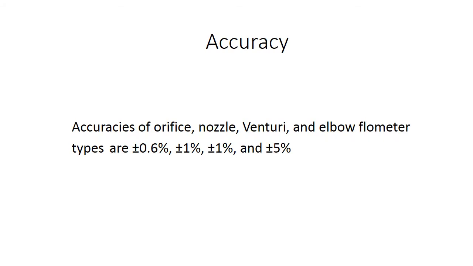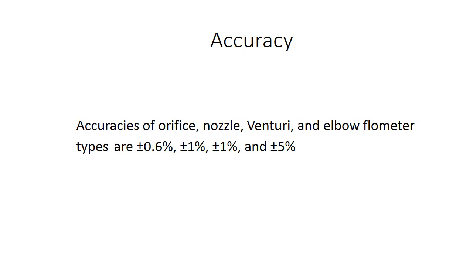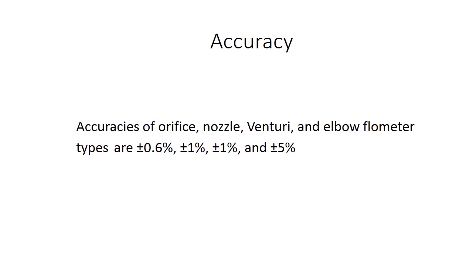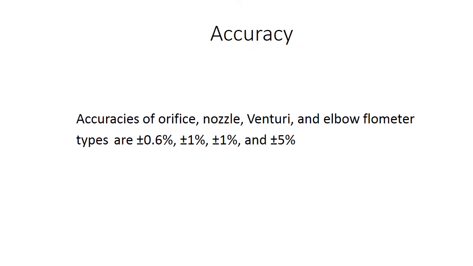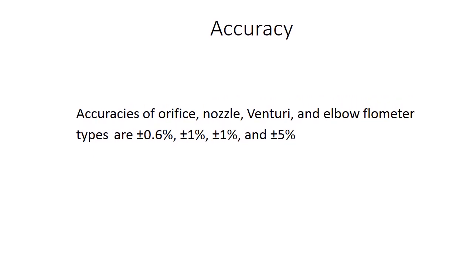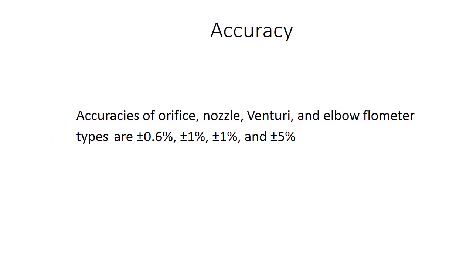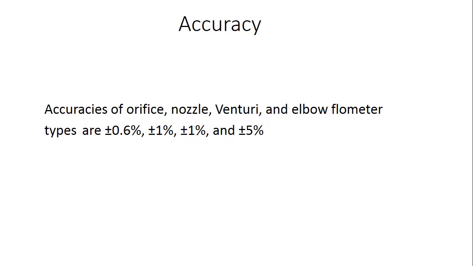Now the accuracy of these DP flow meters: orifice, nozzle, venturi and elbow flow meter. For orifice, the accuracy is plus or minus 0.6%, nozzle is plus or minus 1%, venturi plus or minus 1% and elbow plus or minus 0.5%.